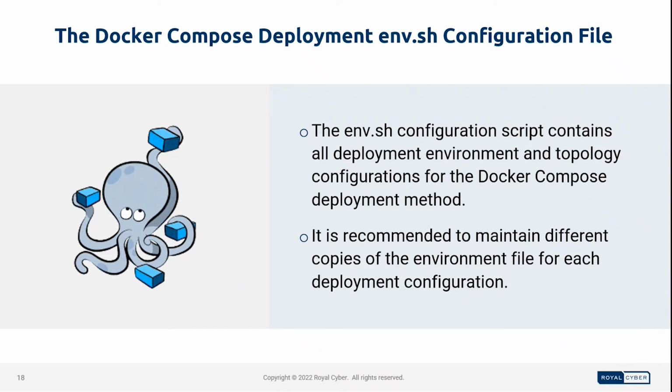It is recommended to maintain different copies of the environment file for each deployment configuration. For example, if we have an auth environment, we may create env.asset.auth. If we have a live environment, then we may create env.asset.live. Similarly, if we are deploying a data environment, we may create env.asset.data, for auth, live and data deployments respectively. This makes follow-up deployments and tear down significantly easier.